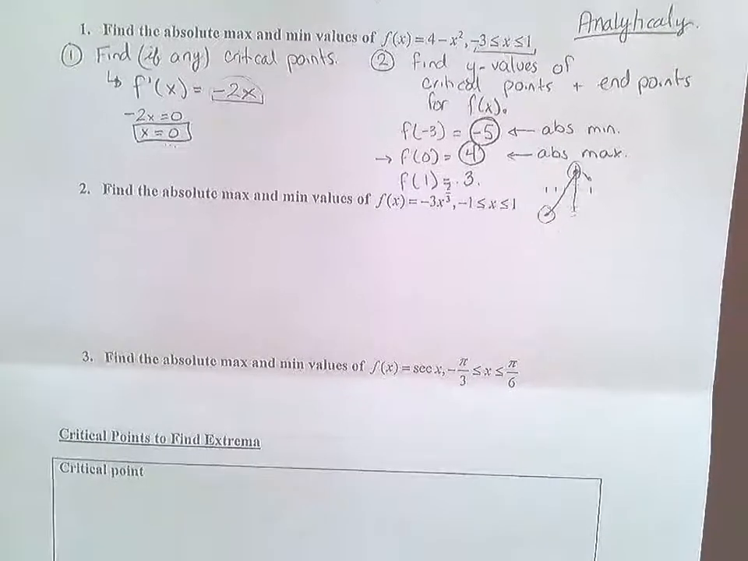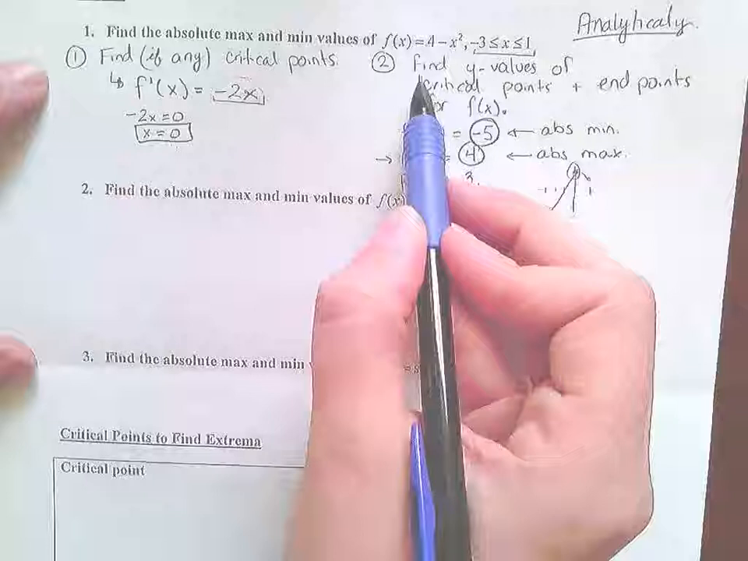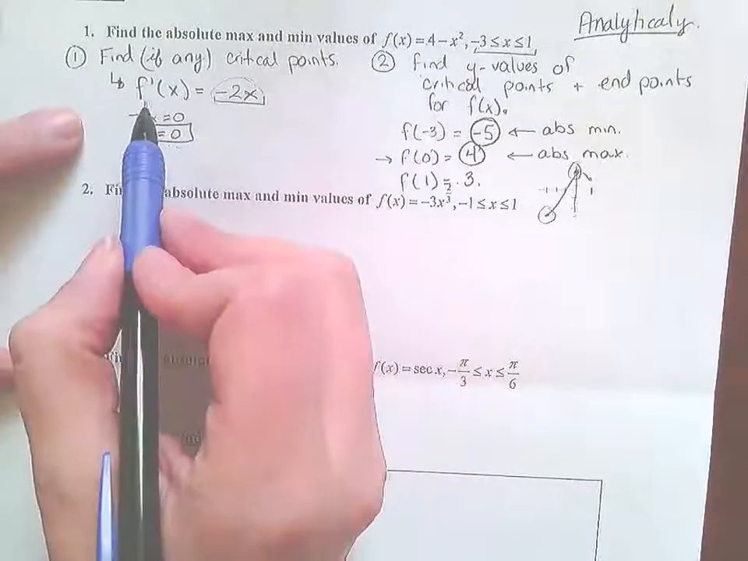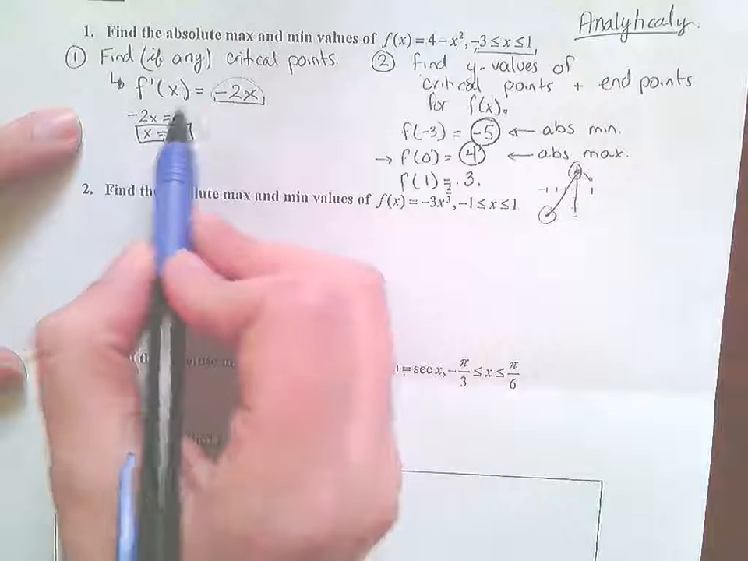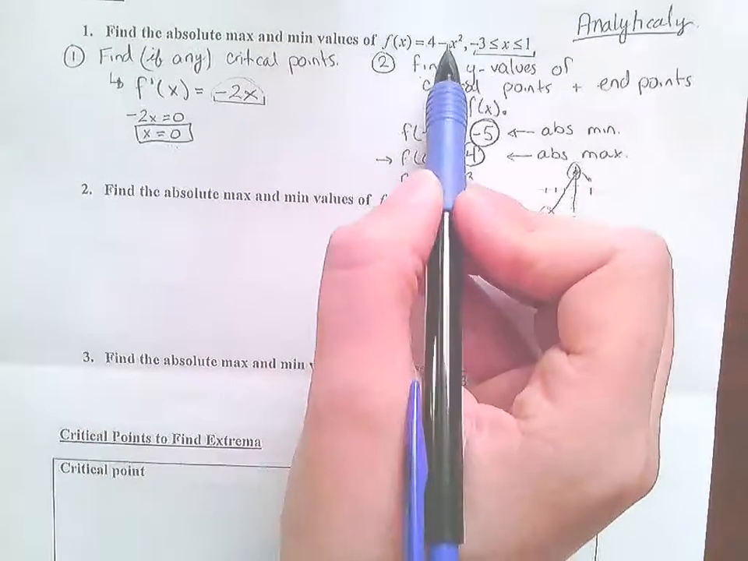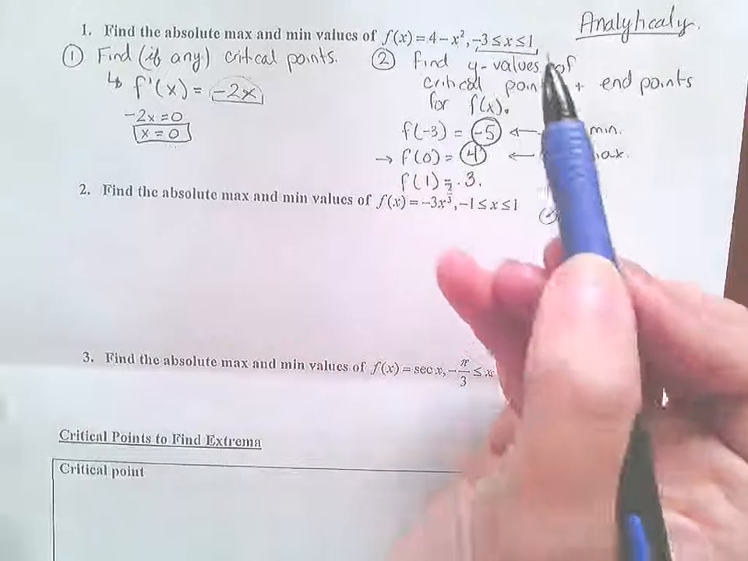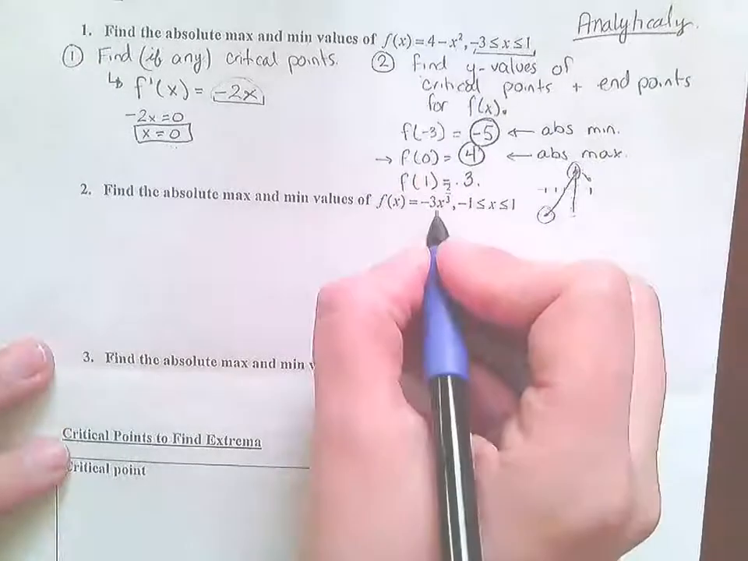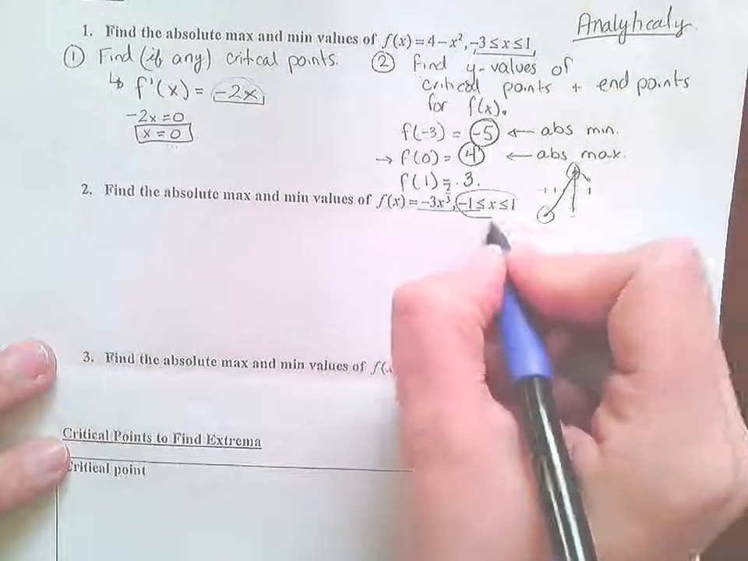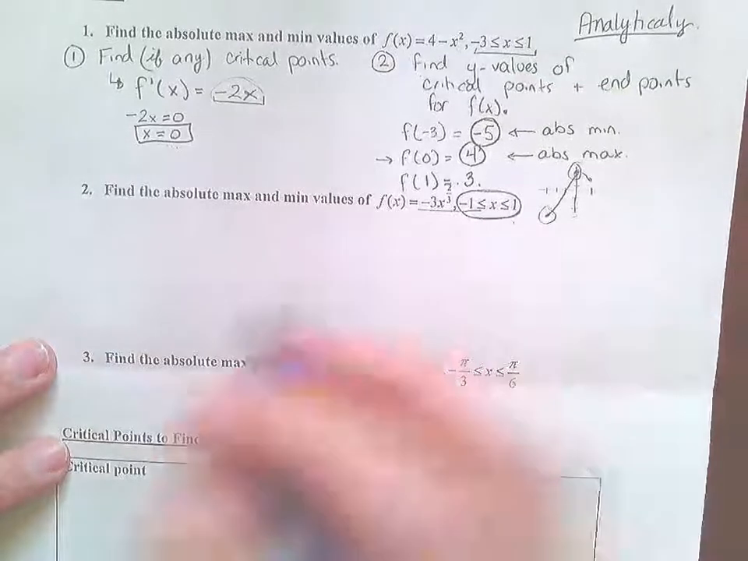Alright, next example. So we're always going to follow these two steps. We're going to find, if any, the critical points. And the way you do that is you find the derivative and you try to see where the slope of this guy is 0, or where the slope is undefined. So what I want to do, and of course these are the endpoints, so we'll do that in step 2.